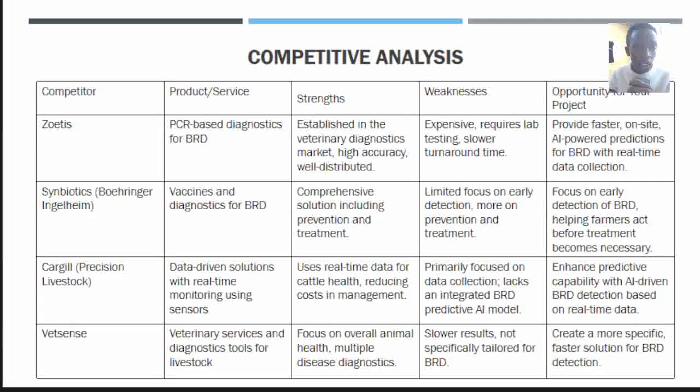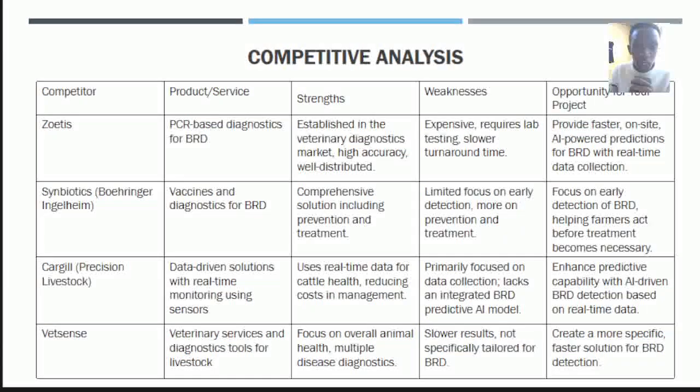And among the competitive analysis, we have these competitors, and their products, strengths and weaknesses. Among all those, the opportunity that we sought out is to provide a fast and on-site AI-powered prediction for bovine respiratory disease with real-time data collection.